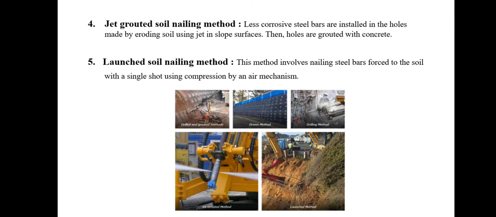And the fourth one is the jet grouted soil nailing method. It is less corrosive. Steel bars are installed in holes made by eroding soil using a jet on slope surfaces, and the holes are grouted with concrete.